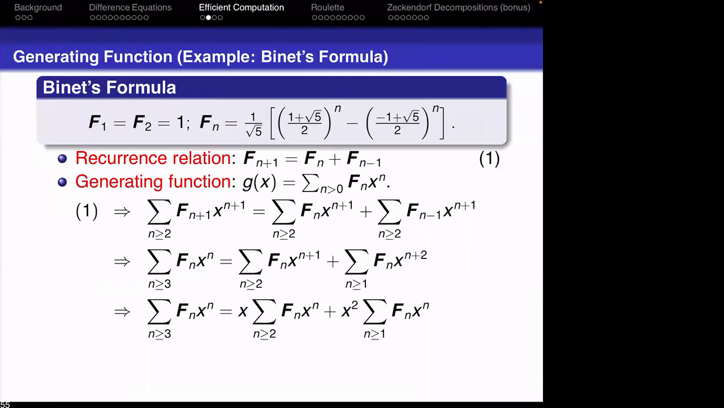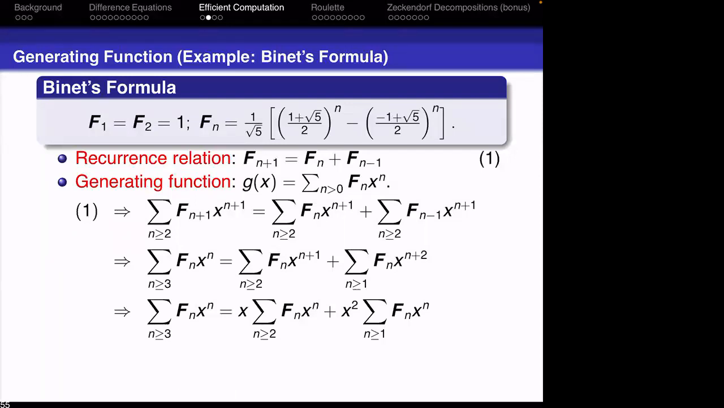And so when you do the algebra, you get the sum of f_n x^n from 3 onward is x times the sum from 2 onward plus x squared times the sum from 1 onward. Well, I want all of my sums to start at 1 because then it's going to be the same function. It's just going to be g of x. So for the first one on the left, I just have to add on the terms of n equals 1 and 2 and subtract them.